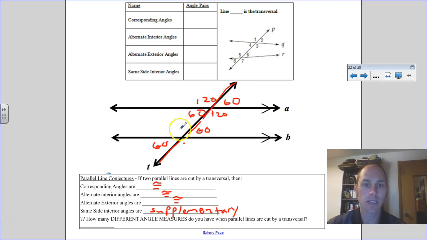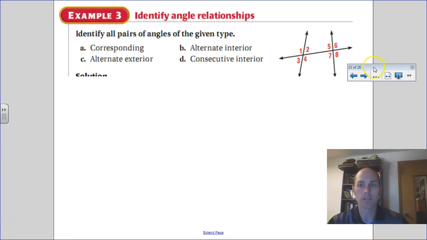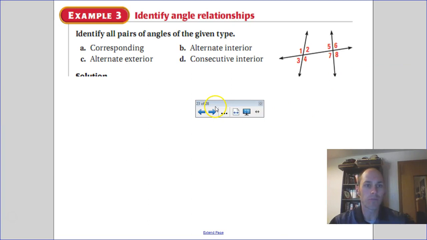And same side interior, supplementary. And then we've got vertical angles again. So we only have really two different angle measurements when lines are parallel. You can see that line A, I could just translate that down to line B, and notice everything stays the same. So that's kind of cool. There are only two different angle measures you've got to figure out, and you can figure all the rest of them out. So just a brief review here.